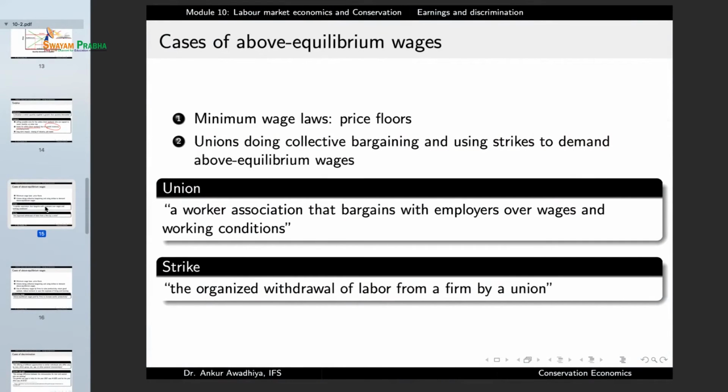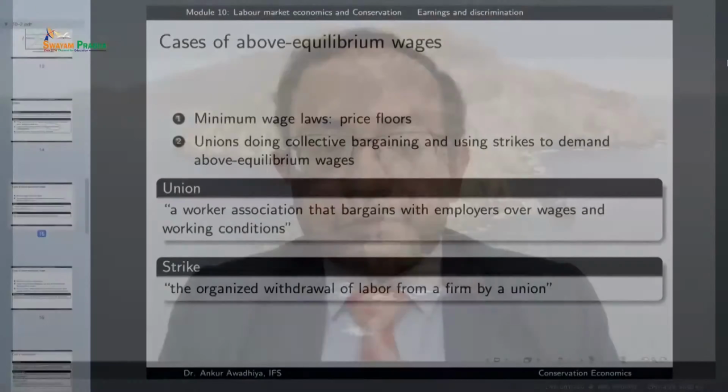Another case of above equilibrium wage is the union. Unions can do collective bargaining and use strikes to demand above equilibrium wages. In this case, the workers will not get paid according to the value of their marginal product of labor, which is what the neoclassical theory of distribution was saying. But what the unions do is go for collective bargaining and say that if you do not pay us this much, we'll strike.